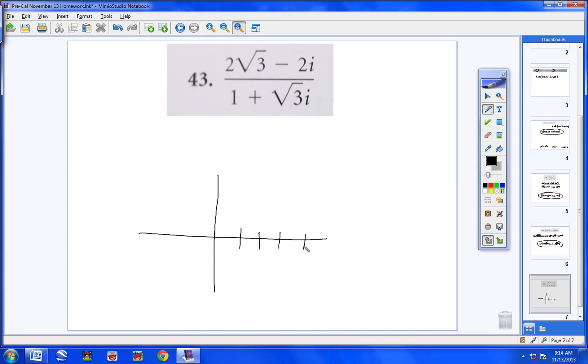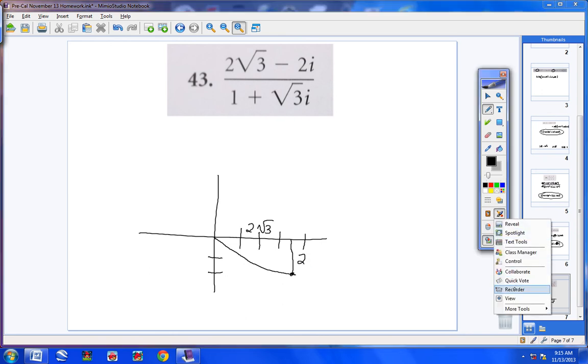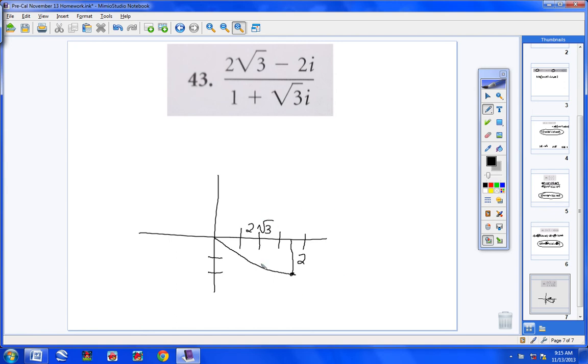So, and then negative 2 is negative 2. So I'm going to go over about 3.5 and then down negative 2, and that's just an estimation. I'm going to draw my triangle. Now, this length right here is 2 square root of 3, and this length going down is 2. Let's go ahead and find the length of the hypotenuse here very quickly.